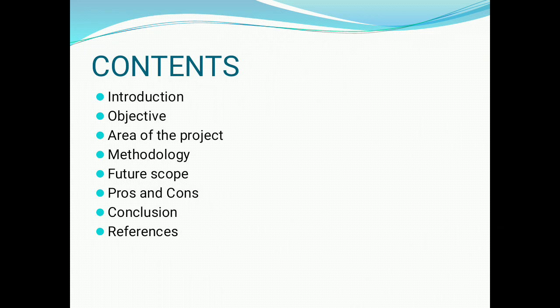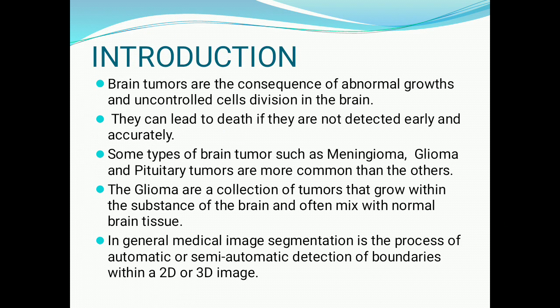These are the contents. Here comes the introduction part. Brain tumors are the consequence of abnormal growths and uncontrolled cell division in the brain. They can lead to death if they are not detected early and accurately. Some types of brain tumors, such as meningioma, glioma and pituitary tumors, are more common than the others.